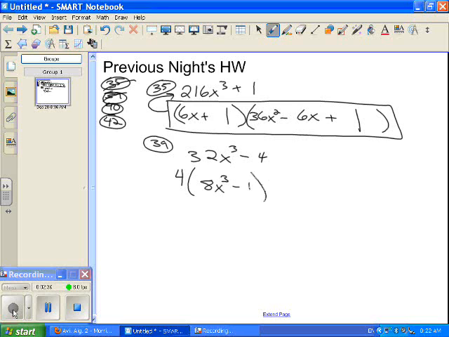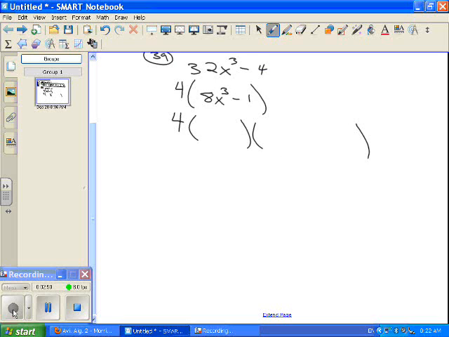And 4 times what gets you 4? 1. All right, now is 8 a perfect cube? And we know that x cubed is? Okay, so now I can factor what's in there, and this 4 is just going to be out in front. So I still have a little set of parentheses and a big set of parentheses. This one is the difference of two cubes, so what do the signs do? Plus, minus, minus. Close. Well, minus, plus, plus. Right.